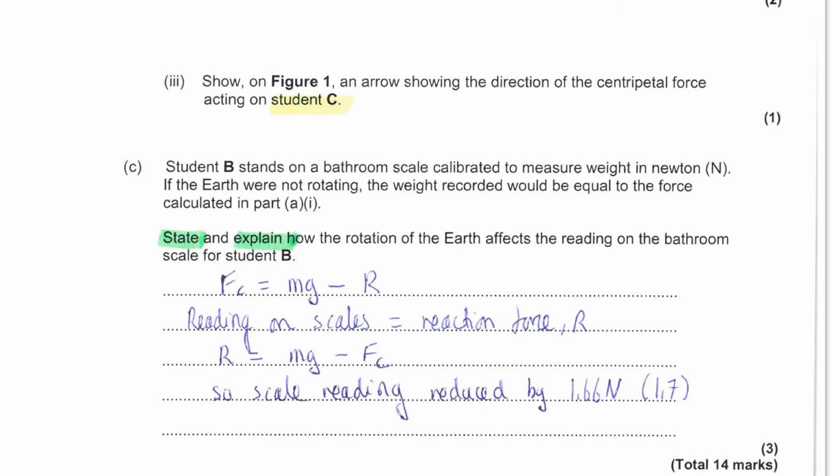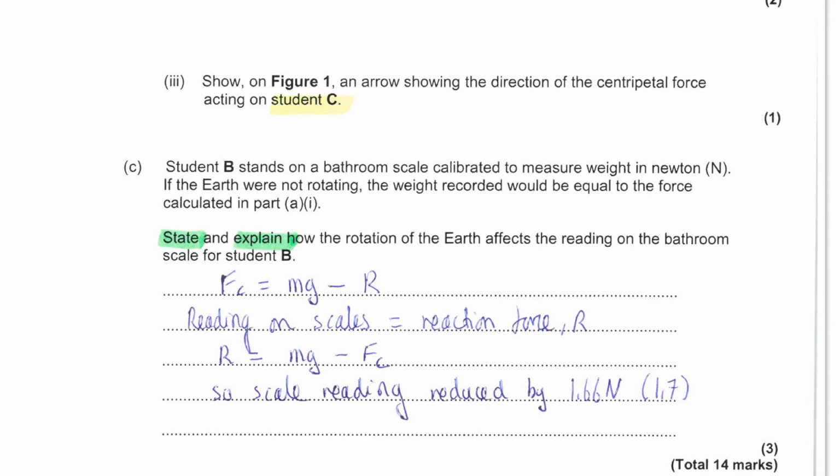Now, you are asked to state and explain how the rotation of the Earth affects the reading on the bathroom scales for student B. So first of all, consider the situation without Earth rotation. In that case, the reading on the scales would record the reaction force R. With no rotation, you can think about the weight of the person pushing down on the scales, and the scales pushing back with an equal sized force.